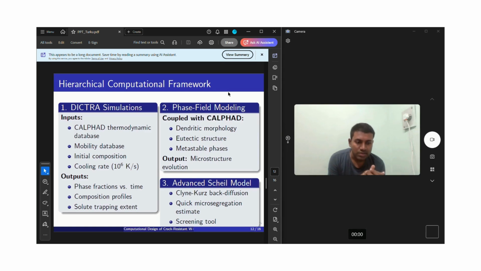Identification of the metastable phases that may form due to the kinetic suppression of the equilibrium phases. What it does is directly predict the heterogeneous microstructure observed in the paper, linking process conditions to the microstructural features like segregation channels. The last one is the advanced shell model. It is an analytical model that modifies the classical shell model to account for the finite diffusion in the solid. What it does is give a quick microsegregation estimate and help as a screening tool as well.